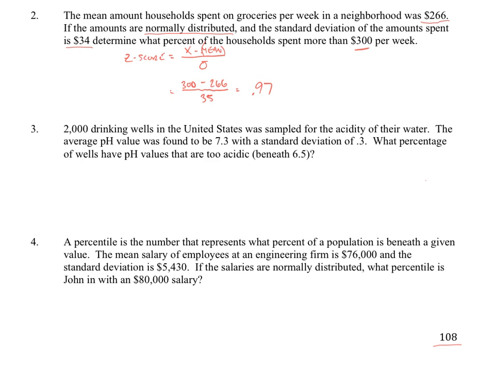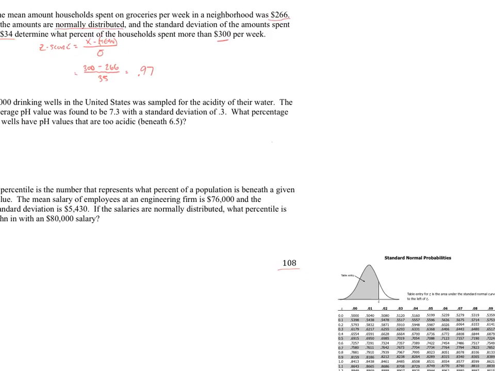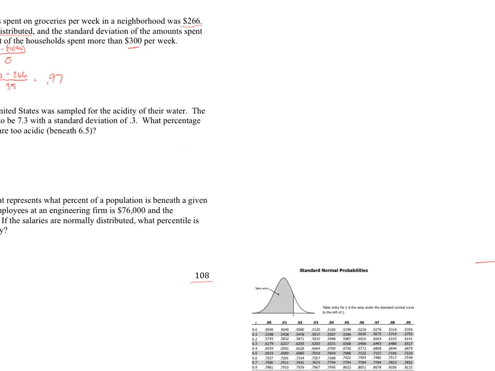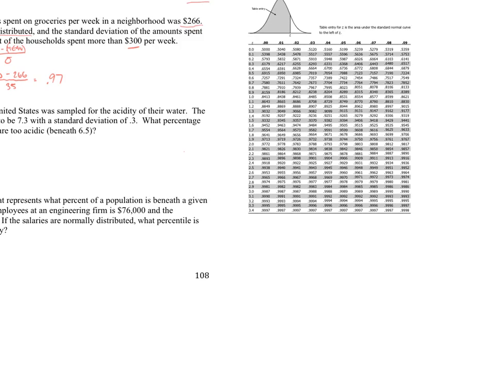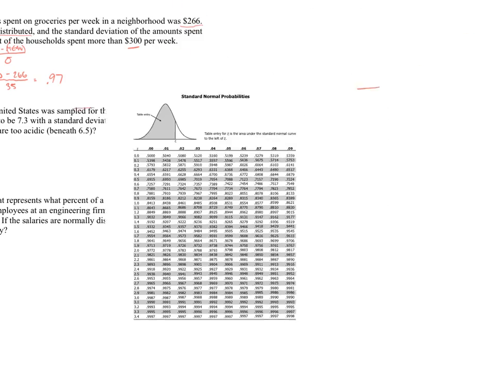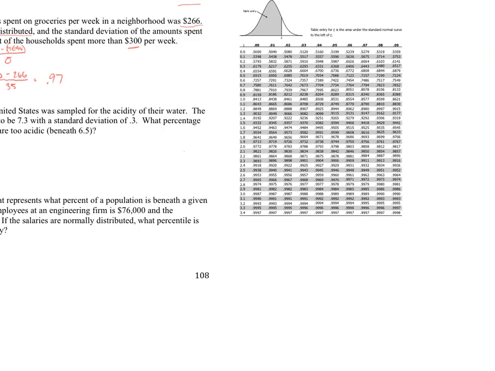It's not the end of our problem though. What we want to know now is if you score a 0.97 on this z-score, if you're 0.97 away from the mean, what does that mean for you in terms of what percent of people spend less than you? That's what we're going to figure out. And the only way for us to figure that out is to use this table. So let me move it so that it's in a space we can use it. All right, this is a good spot for it.